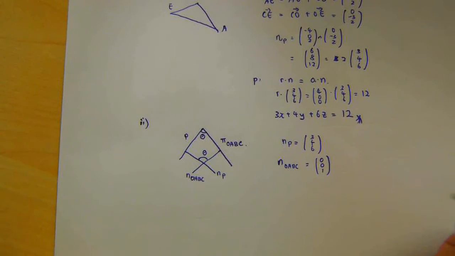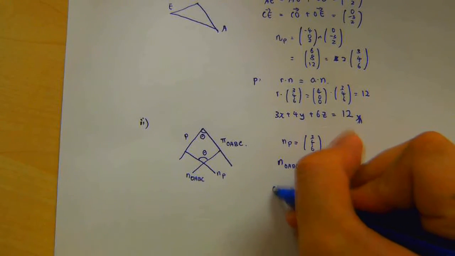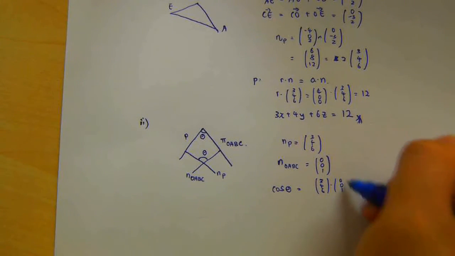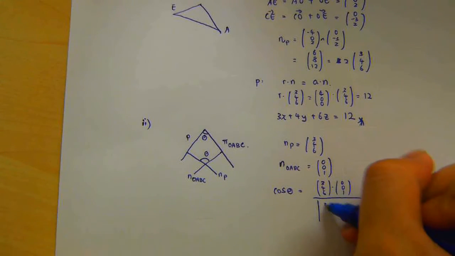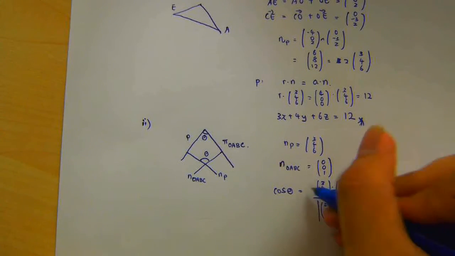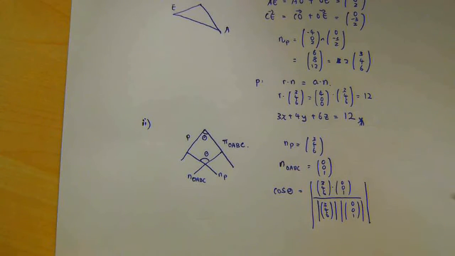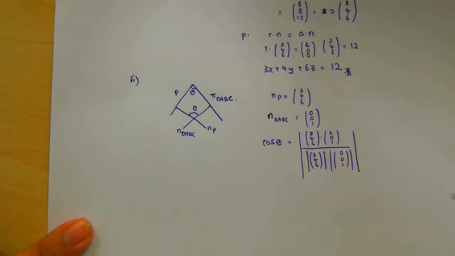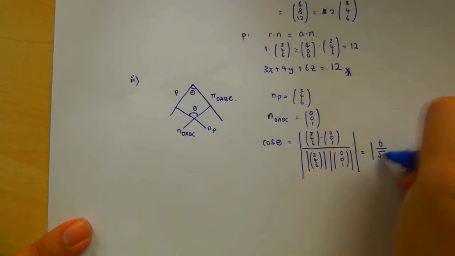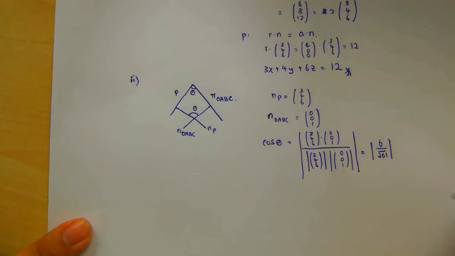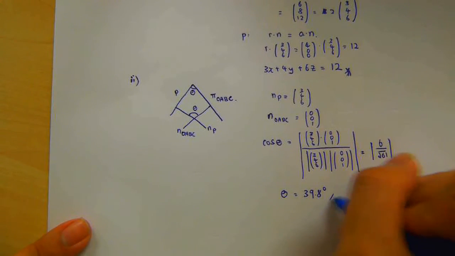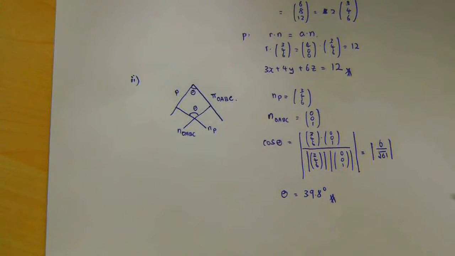To find the angle between these two normals, we simply use our dot product formula. Resolving the dot product gives us 6 over square root 61, and theta will be 39.8.